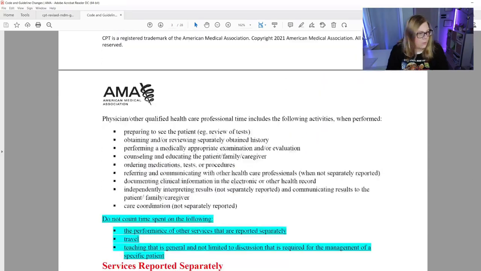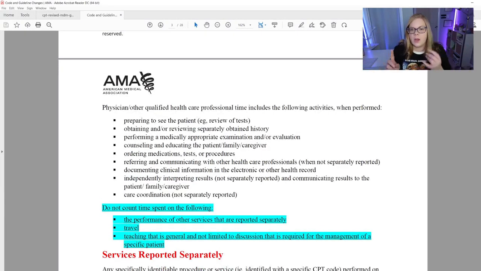So if you look here, when we're talking about total time, that includes basically everything except for rooming the patient and taking their vitals. So we have preparing to see the patient, reviewing their tests, obtaining or reviewing separately obtained history, performing a medically appropriate examination or evaluation, counseling and educating the patient, family, or caregiver, ordering medications, tests, or procedures, referring and communicating with other healthcare professionals when we're not separately reporting it, billing it with another CPT code, documenting clinical information in the EMR, independently interpreting test results, and communicating results to the patient or family caregiver, and care coordination. Things that are not included are performance of services that are billed separately.